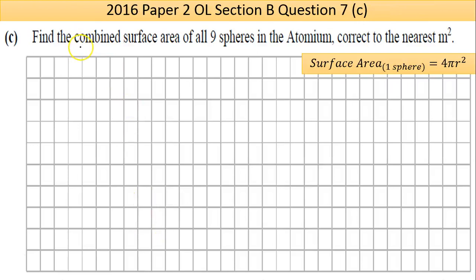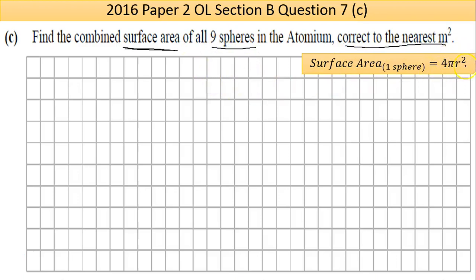So again, I'm assuming you've paused this and had a go at it. So find the combined surface area. Okay, so what's important here now is not volume, it's surface area of all 9 spheres. So it's only the spheres they're talking about. And correct means rounded to the nearest meter squared.